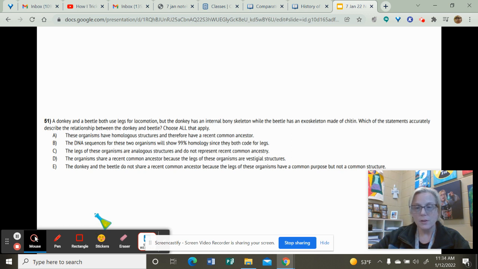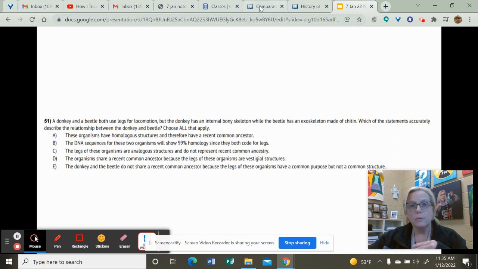Let's take a look at the third and final question of this element. A donkey and a beetle both use legs for locomotion, but the donkey has an internal bony skeleton while the beetle has an exoskeleton made of chitin. Which of these statements accurately describe the relationship between the donkey and the beetle? We're going to choose all that apply. So remember, when we see choose all that apply, we go through every single one of them and say, is this a true or false statement? When the statement is true, we're going to choose that.